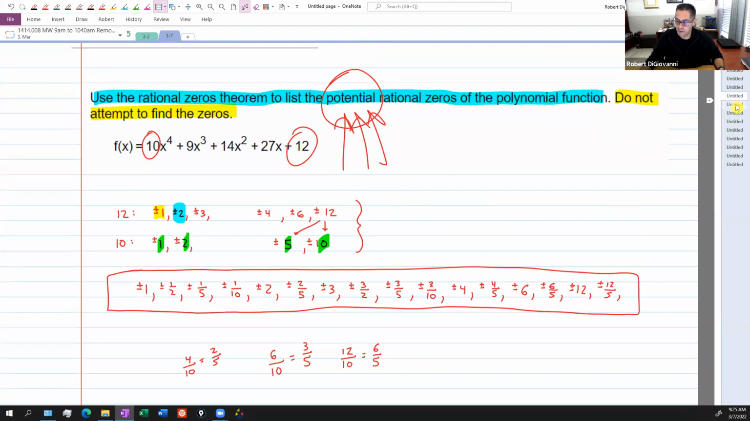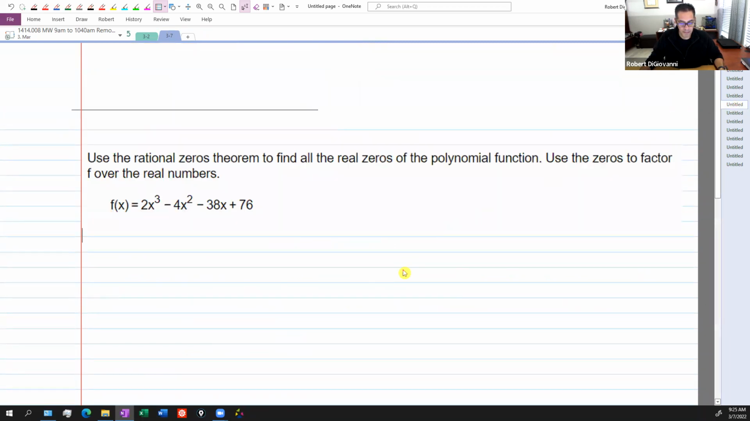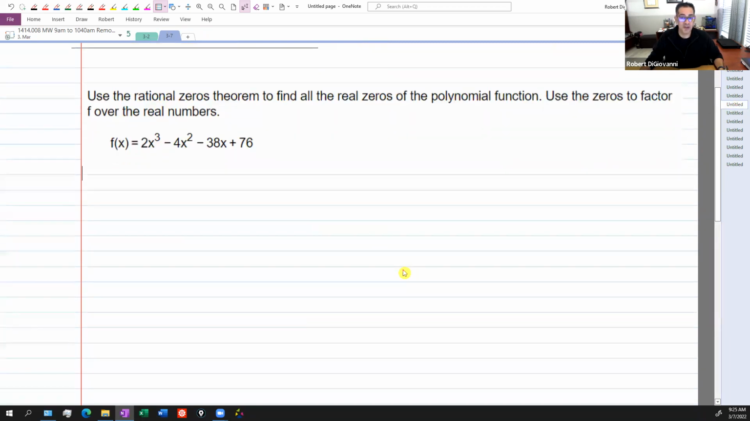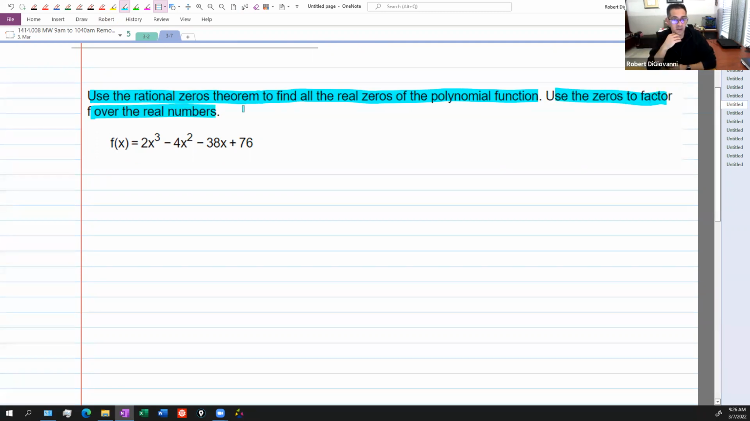Okay, let's move on. This question's different. Use the rational zero theorem to find all the zeros of the polynomial function. See, they're not telling us to make the potential list. They're actually asking us to use the theorem and they want us to factor this thing, okay? Factor it, break it down. So now we actually have to go through the whole process here, all right?